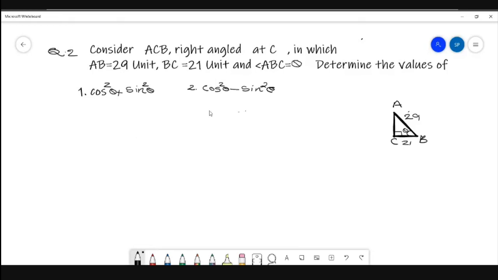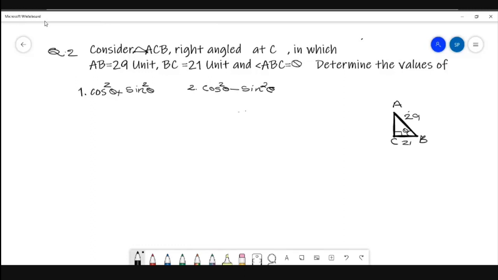Consider the triangle ACB right angled at C in which AB equal to 29 unit, BC equal to 21 unit, and angle ABC equal to theta. Determine the values of cos square theta plus sin square theta and cos square theta minus sin square theta. Okay. So here we have triangle ABC, triangle ACB.